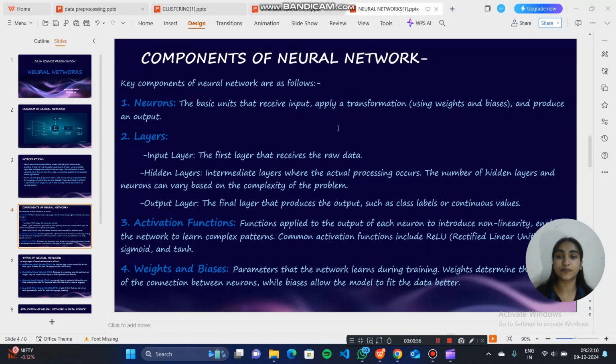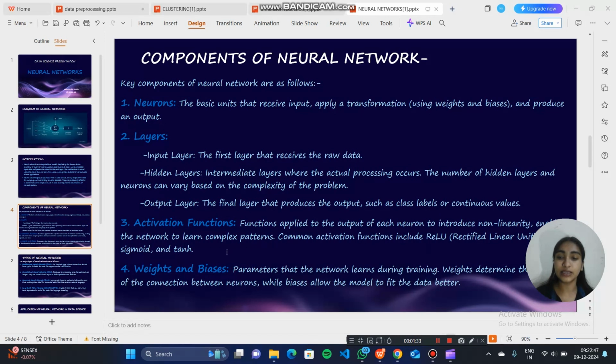Components of neural network. First, neurons, the basic units that receive input, apply transformation, and produce an output. Second one is layers. First type of layers is input layer, the first layer that receives the raw data. Second layer is hidden layers, intermediate layers where the actual processing occurs. The number of hidden layers and neurons can vary based on the complexity of the problem. Third layer is output layer, the final layer that produces the output, such as class labels or continuous values.